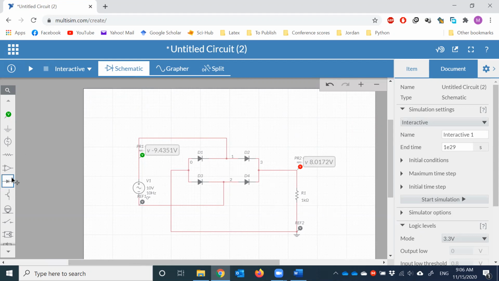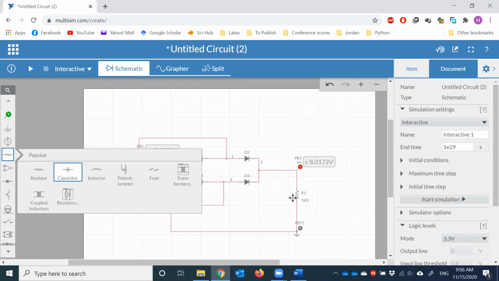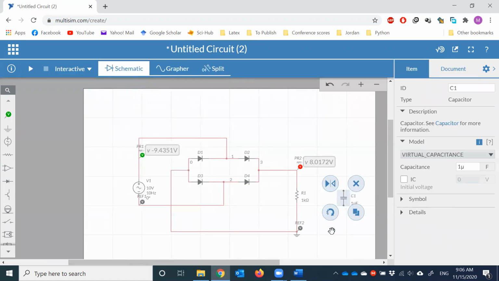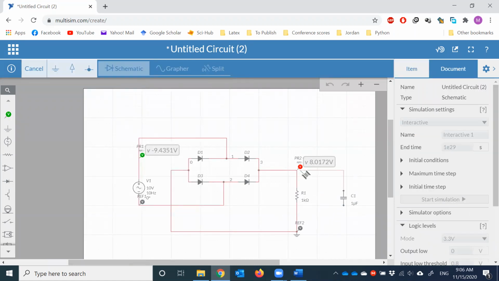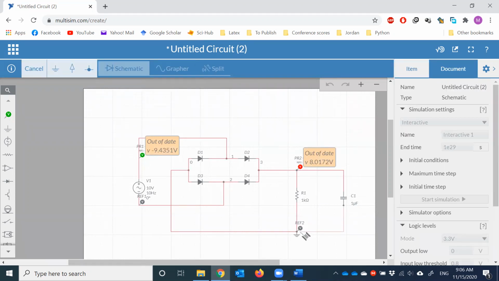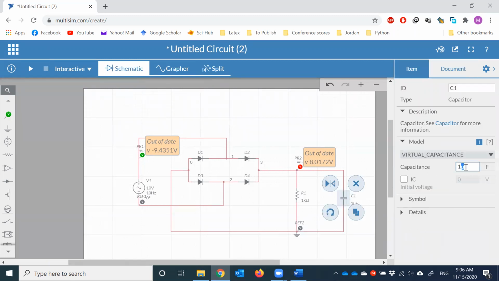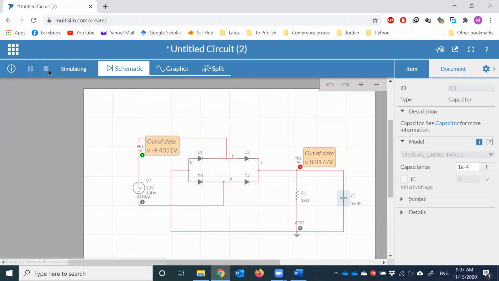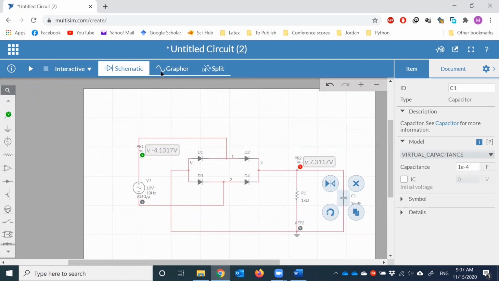Let's add a capacitor. Do a rotation. Okay, now for a better visualization, let's make it 1e to the negative 4. Run. Stop, go to the grapher.